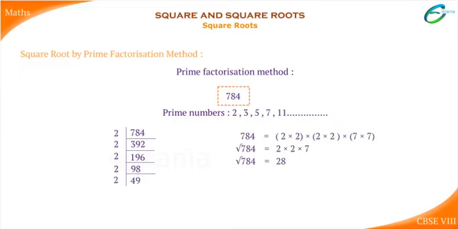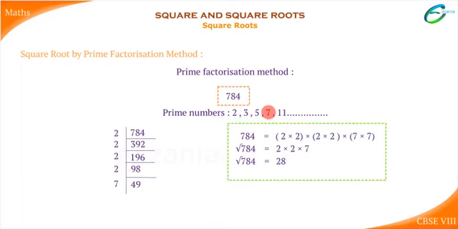No. Now check with 3. No. Check with the next prime number 5. No. Similarly, check with 7. Yes, 7 into 7 gives 49. Then write it down. 784 is equal to 2 into 2 into 2 into 2 into 7 into 7.